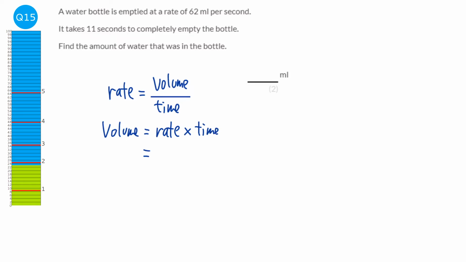Now it says the rate is 62 milliliters per second, so we've got 62 in there. The time is 11 seconds. So we just do 62 times 11, which is 682 seconds. Not seconds, milliliters, because it's volume. So 682 is our answer.